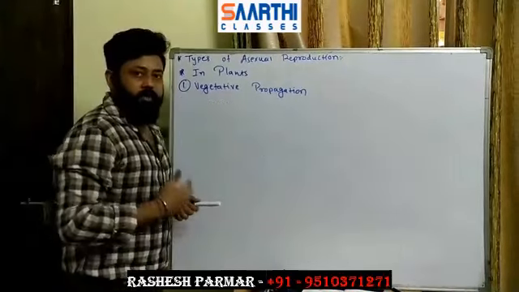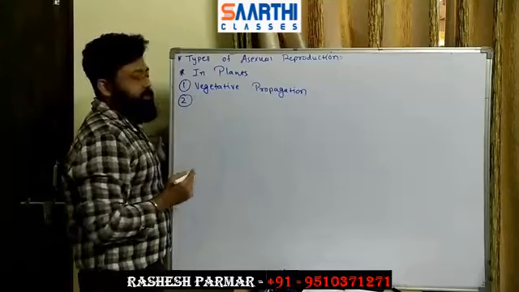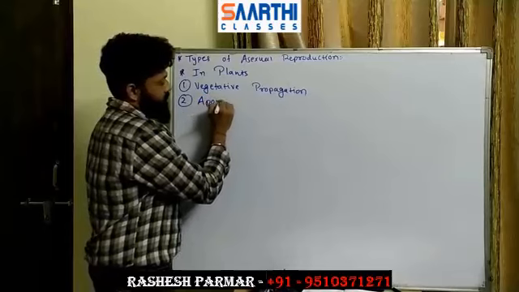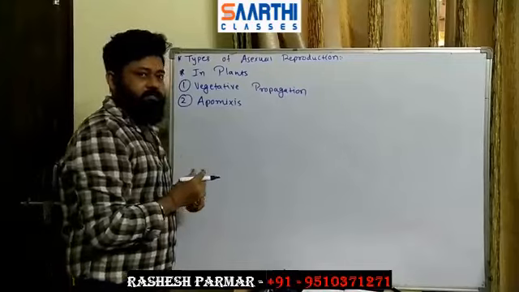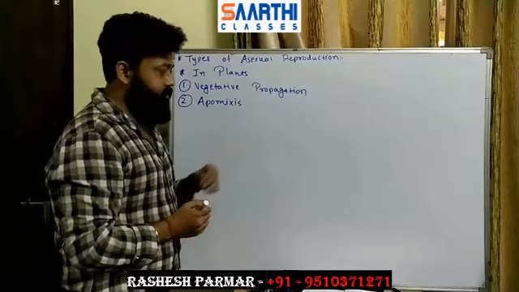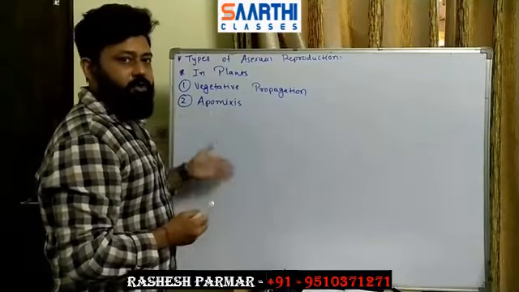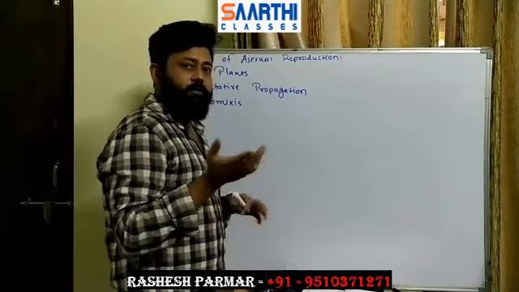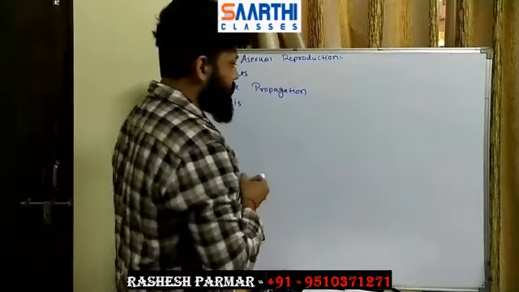Now we'll start with the second type of asexual reproduction in plants, that is apomixis. Before discussing apomixis, we'll have to recall the structure of the ovule. We'll first recall the structure of the ovule, then we'll go through the different types of apomixis. We already studied the structure of the ovule in standard 11, and we'll discuss it again over here.